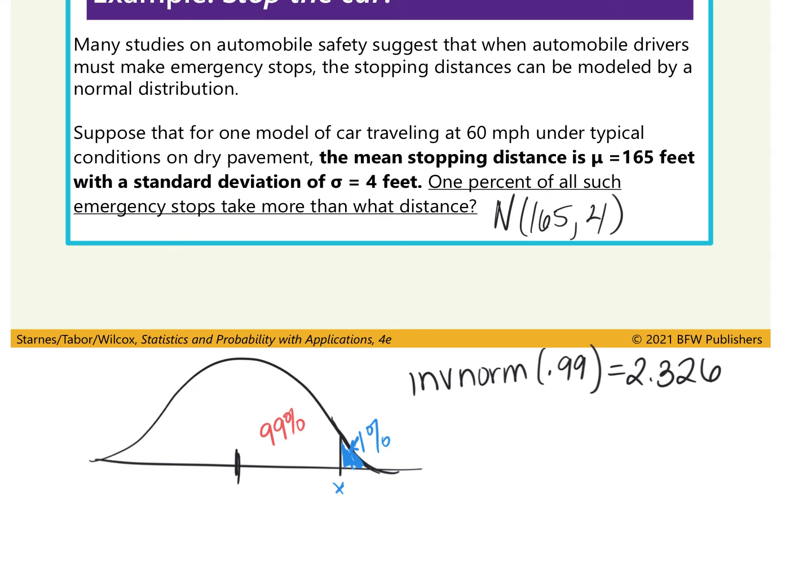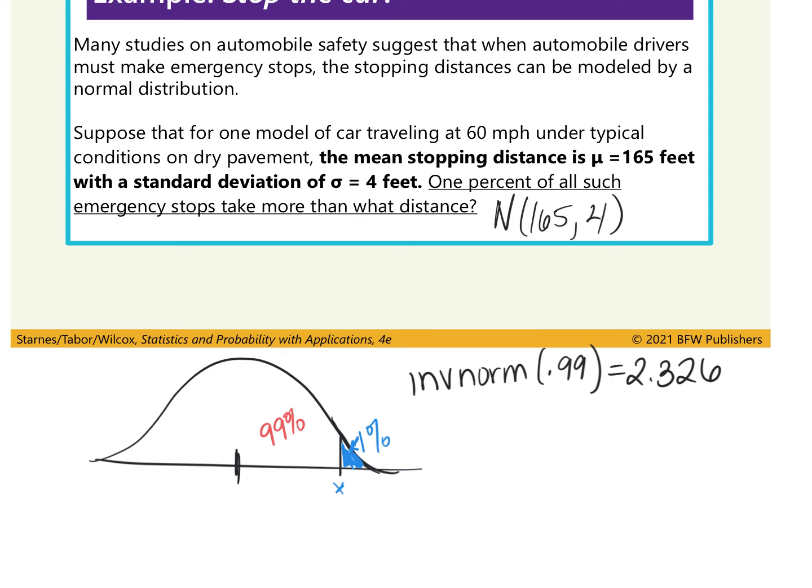So you cannot put inverse norm 0.1. 0.1 is going to give you the lower 10%. If you put 0.01, it's going to give you this 1%. I want the more than what value, right? So I need the upper 1%, which means I have to ask the calculator for the lower 99. And that's what left, center, right means if you have a TI-84. The newer calculators allow you to say, I want the right percentage and put in 0.01.